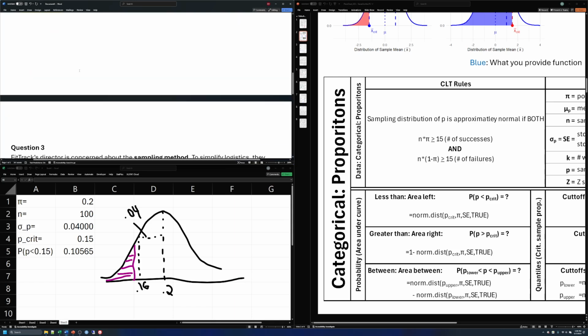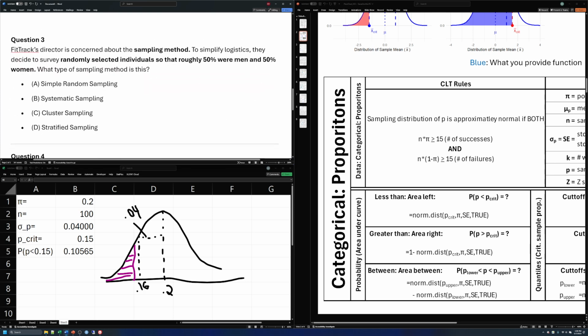All right, question number 3. FitTrack's director is concerned about the sampling method. To simplify logistics, they decided to survey randomly selected individuals so that roughly 50% were men and 50% were women. What type of sampling method is this?